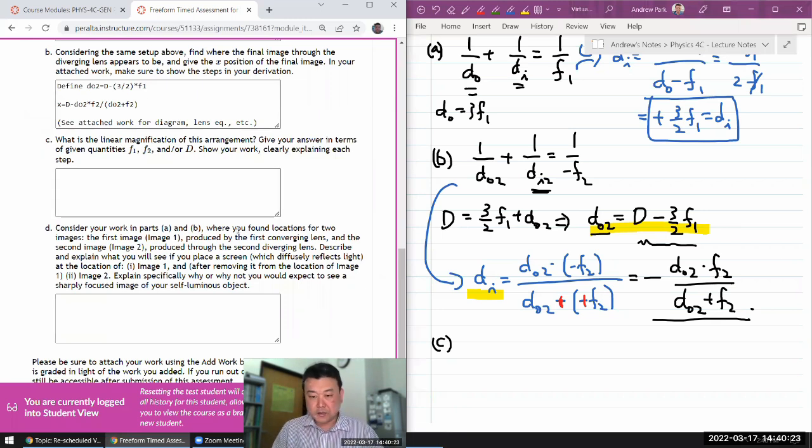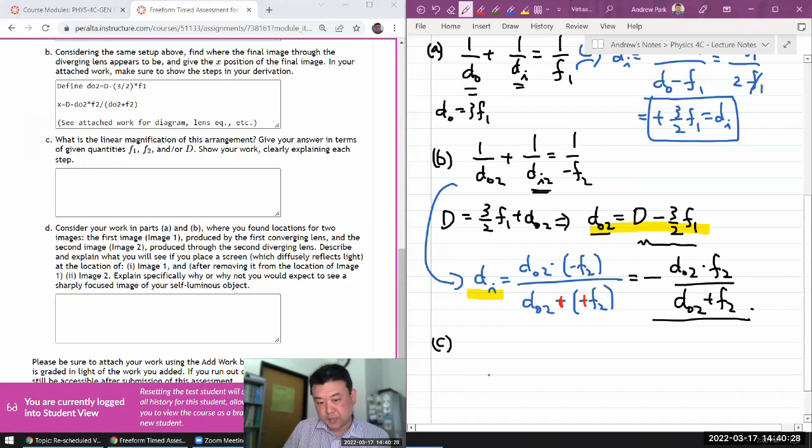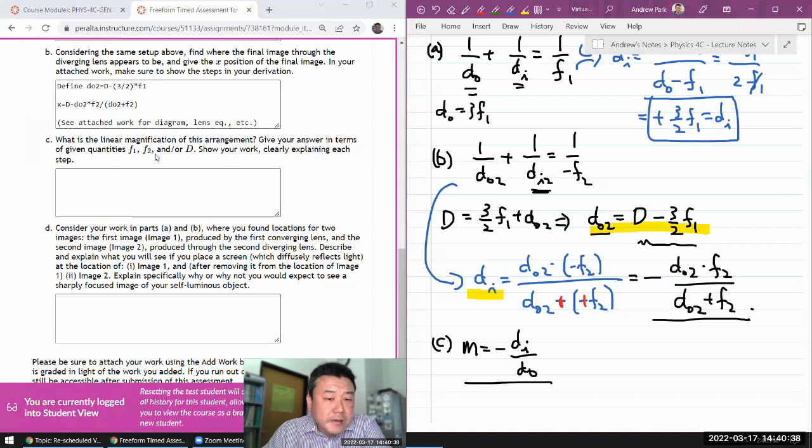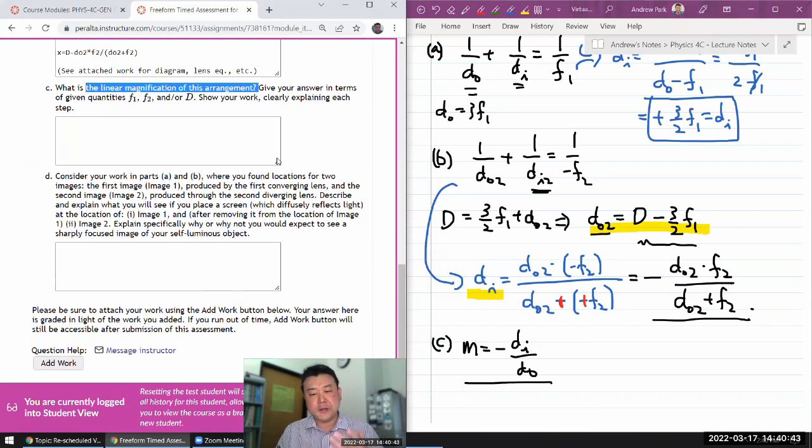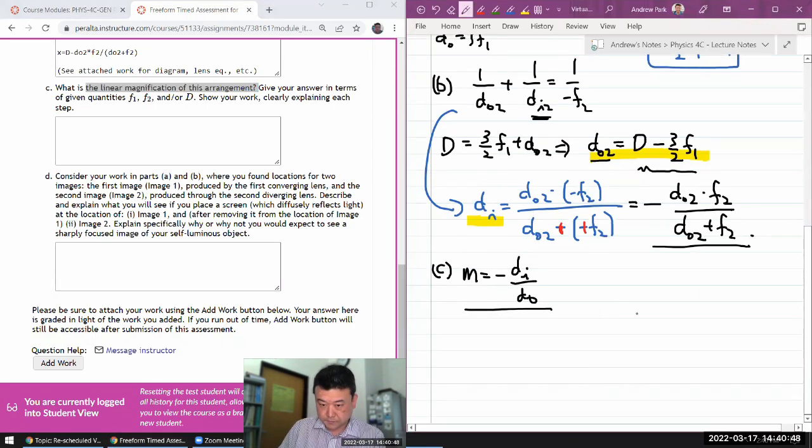So I'm kind of recalling the magnification formulas. For each stage of this, the linear magnification is minus di over do. That's the formula you should be using. And this is for the entire arrangement, so you have to do it in 2 steps. The overall magnification total should be basically the magnification of the first stage times the magnification of the second stage.